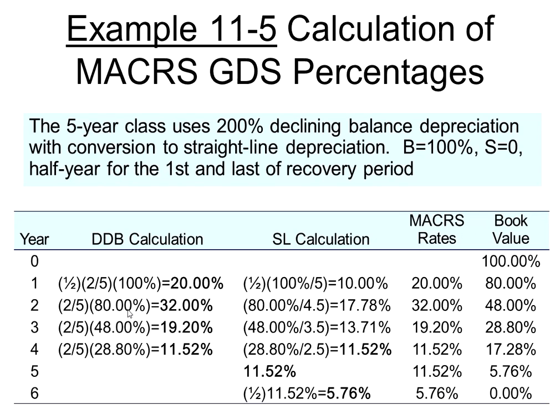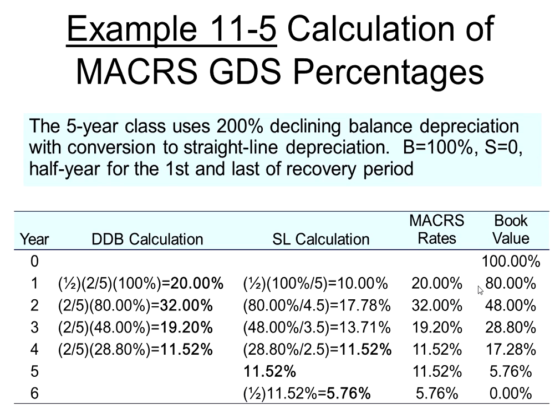So 2/5 multiplied by 80% is 32%. Then we look at the straight line calculation to see if straight line would offer a higher percentage. And so this is our basis. At this time, half of the year has already been depreciated, so we only have 4.5 years of useful life left. So we divide by 4.5, so 80 divided by 4.5 is going to be 17.78. Compare it to 32. 32 is higher, so that's the higher rate we're going to use for MACRS. So 32 is the rate.